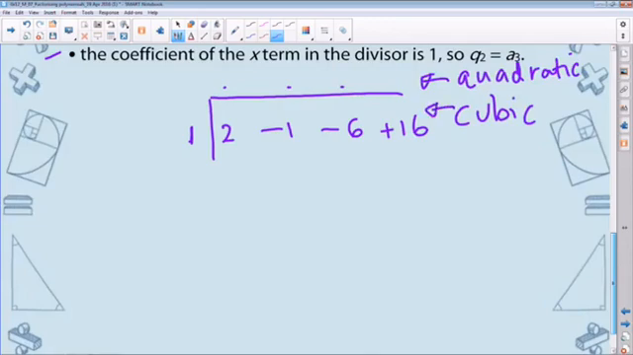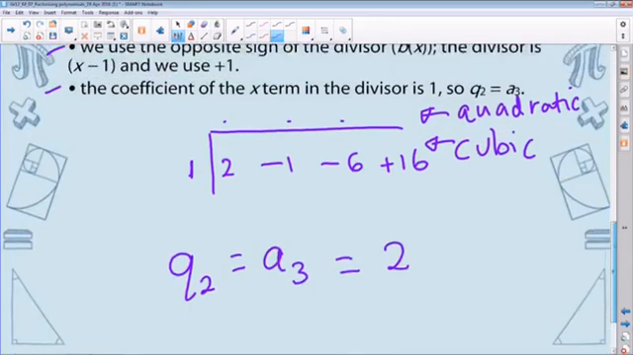All right, so let's go through it. My first quotient, I want to find out what Q2 is up there. Q2 is always going to be the same as the coefficient of your x cubed term, so it's equal to A3. In other words, my Q2 is going to be the coefficient of the x cubed term, which is just 2. So that's what we put up there.